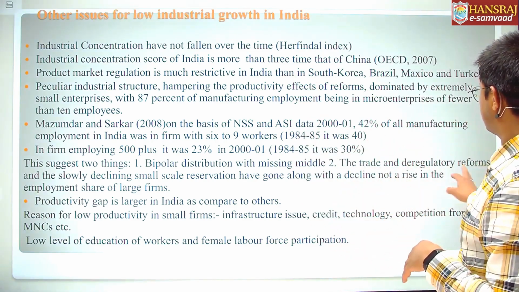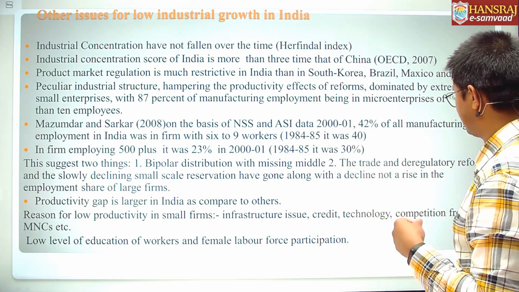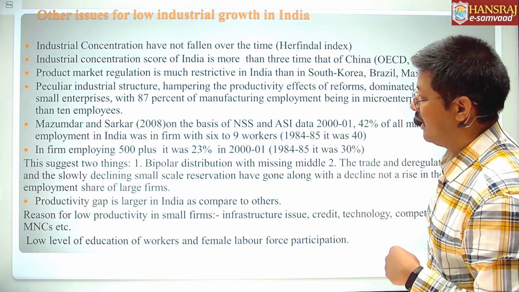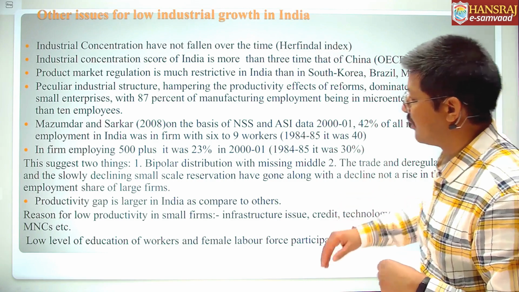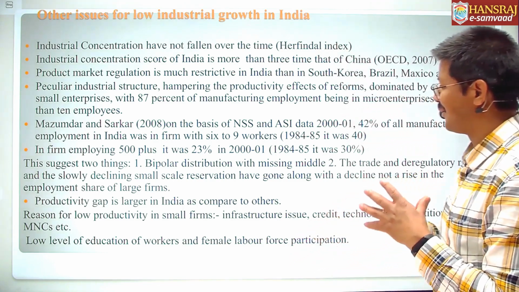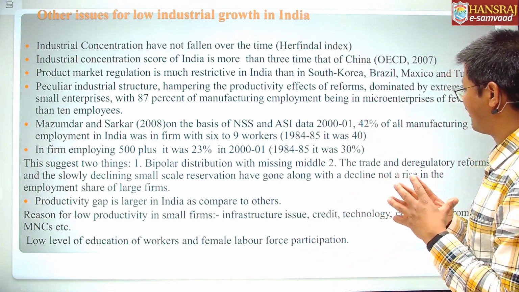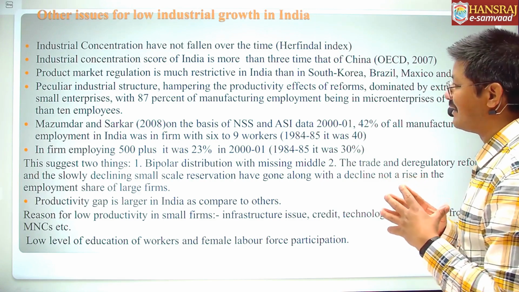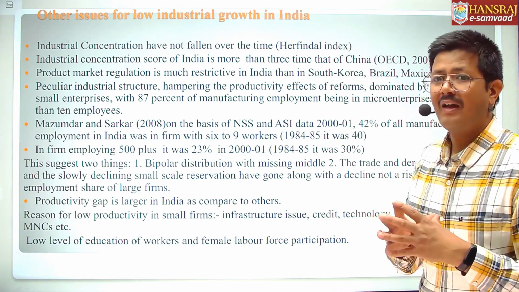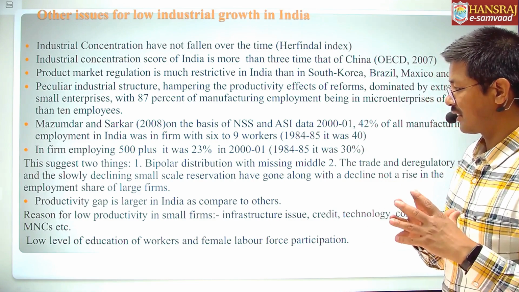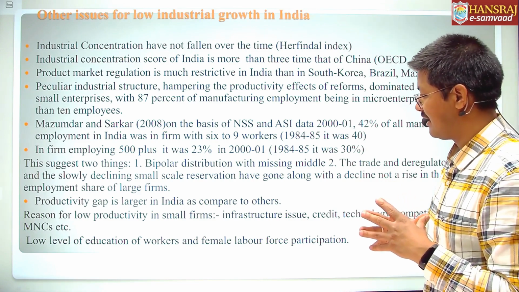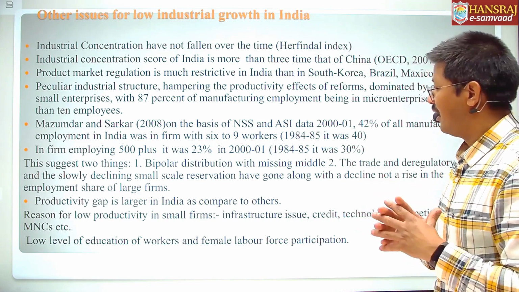Second, the trade and deregulatory reforms and the slowly declining small scale reservation have gone along with a decline, not a rise, in the employment share of large firms. The productivity gap is larger in India as compared to others.